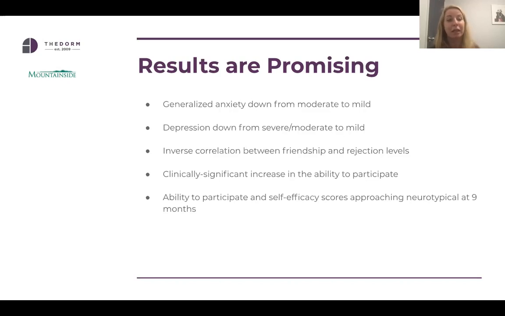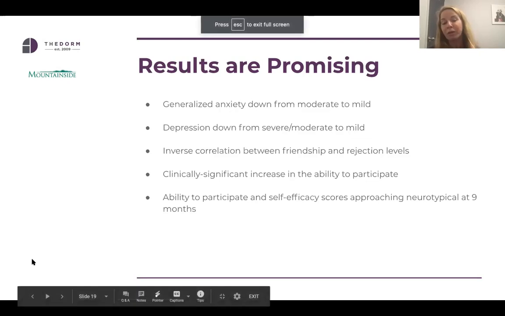We're seeing a clinically significant increase in the ability to participate. And this is huge, because this is what we want. We want to help young people to participate in life outside of treatment in a way that's meaningful, productive, and sustainable. Sustainable is so key there. And what we're seeing is that the ability to participate and self-efficacy scores are approaching neurotypical levels at the 9-month mark. So what we really want to do now is just continue to collect data.